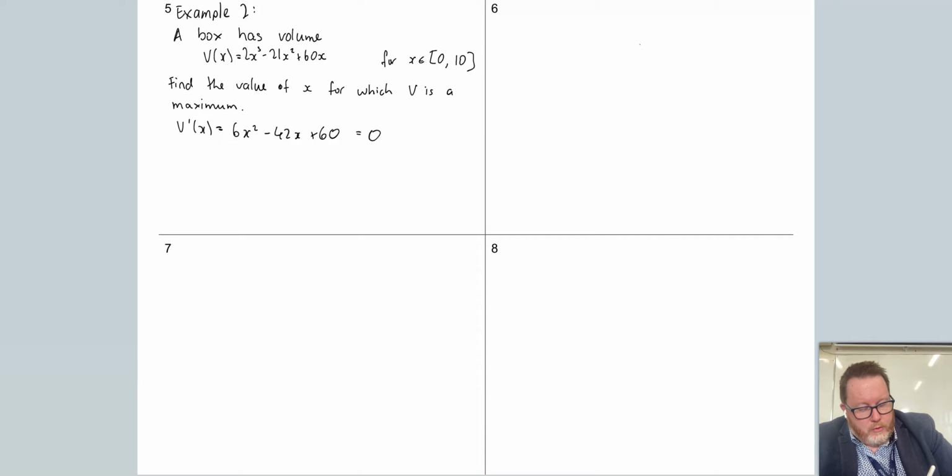So I'm going to divide everything through by 6. I can do that now that I've set it equal to 0. So that's x squared minus 7x plus 10 is equal to 0. Then I'm going to work out what x is from that.